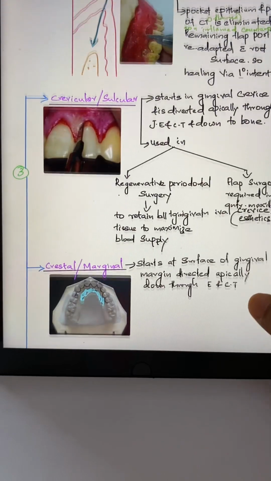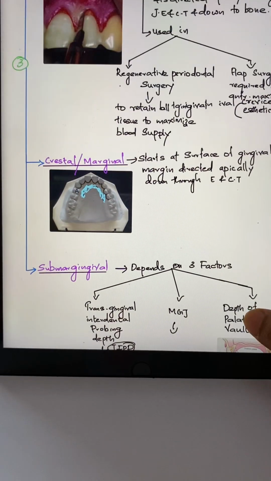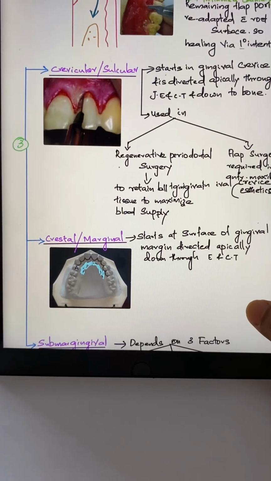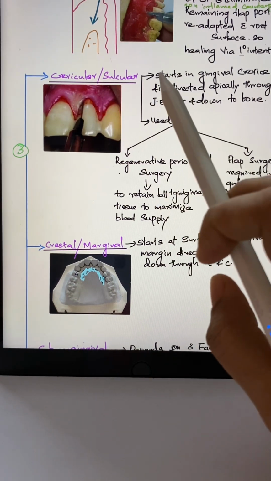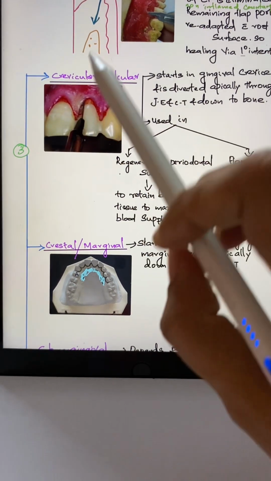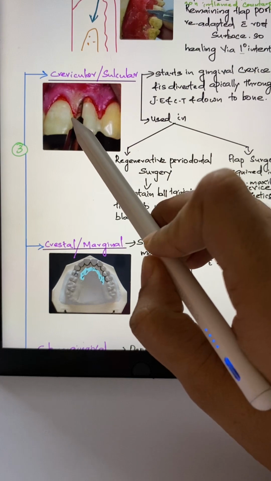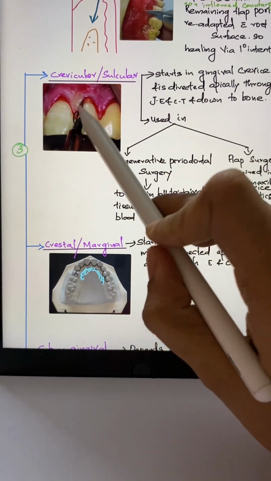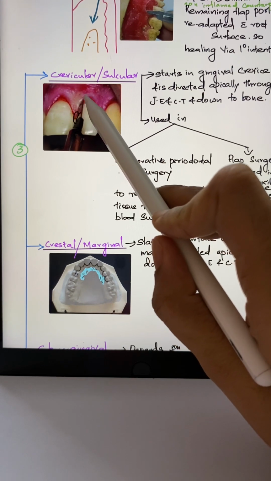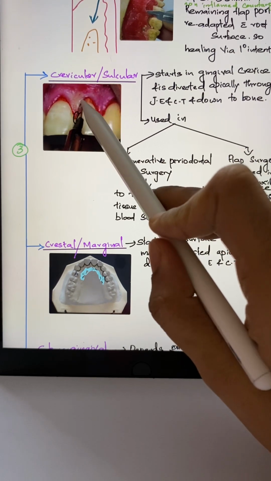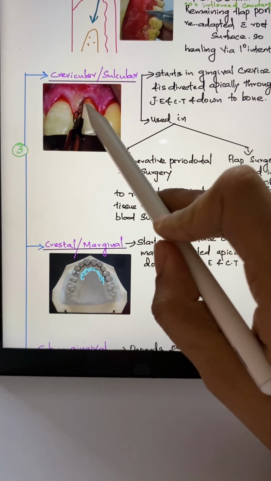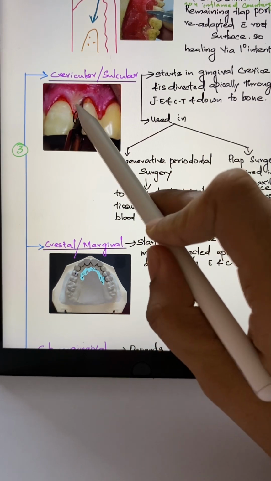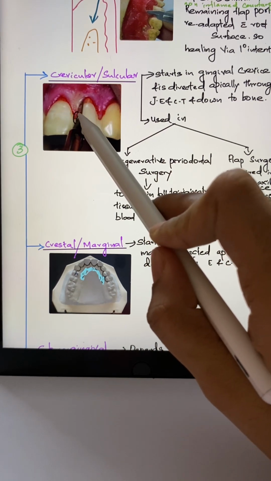And next are the sulcular, crestal, and submarginal incisions. The sulcular incision starts in the gingival crevice and is directed apically through the junctional epithelium and connective tissue and down to the bone. If you see the end of the blade, then you will understand better. It starts in the gingival crevice.